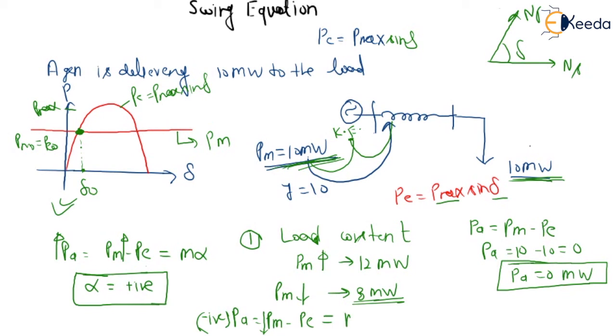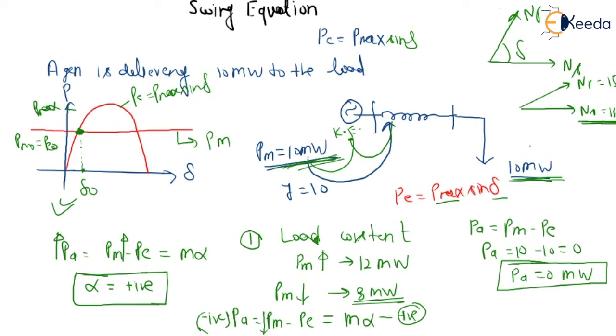If alpha is negative, a decelerating torque is applied on the rotor, so the rotor will start decelerating. Initially NS is equal to 1500 and NR is equal to 1500, and the NS speed is constant throughout, as we have discussed for the stability point. Now the NR value has decreased when mechanical input has been decreased, so this delta value will be reduced.